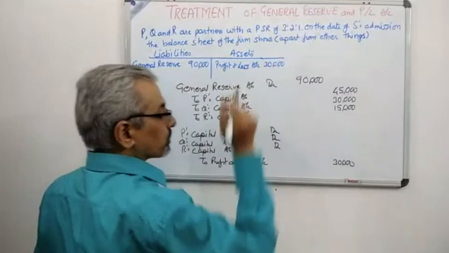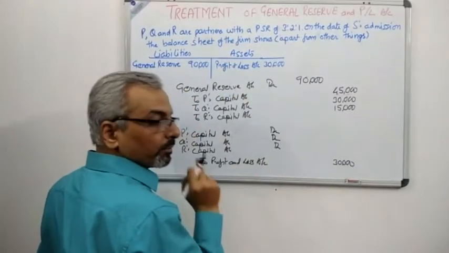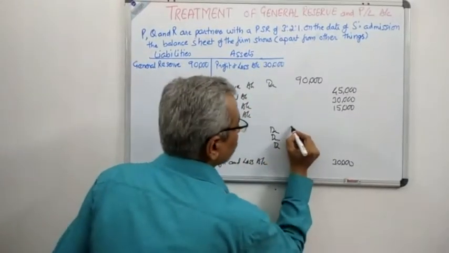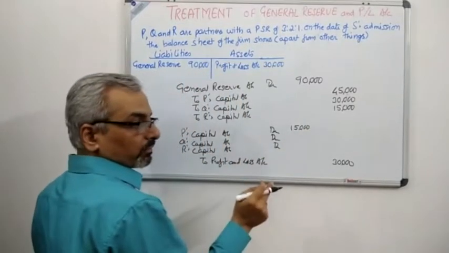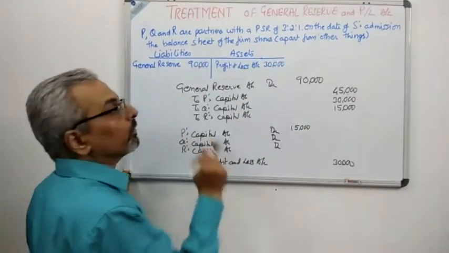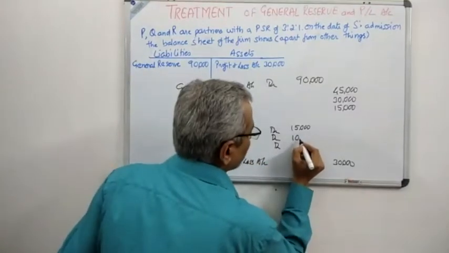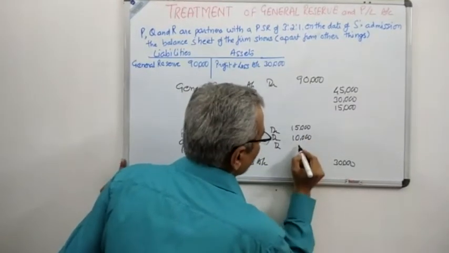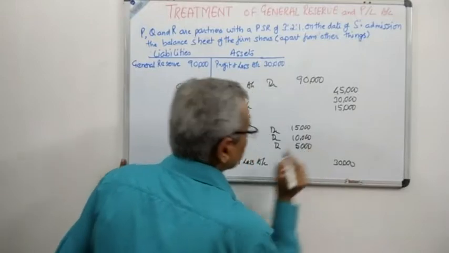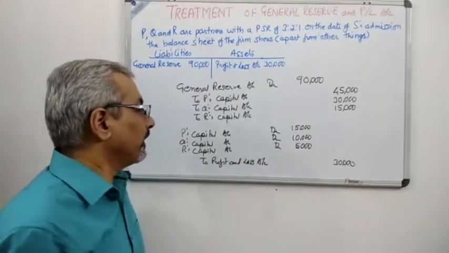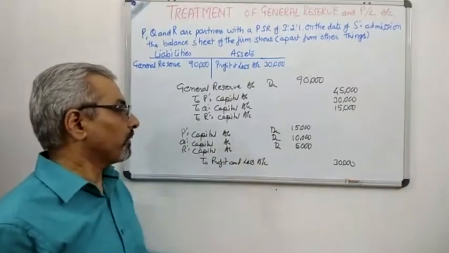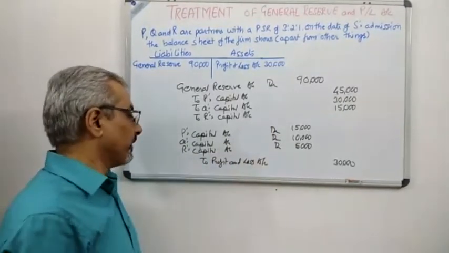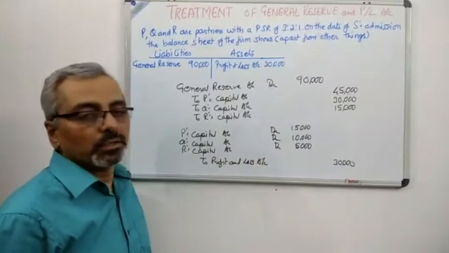The amount is 30,000 on the credit side, and that will be written in the ratio of 3:2:1. So 30,000 divided by 6 into 3 gives you 15,000. 30,000 divided by 6, that is 5,000, into 2 gives you 10,000, and 30,000 divided by 6 into 1 gives you 5,000. So the next journal entry is: P's capital account 15,000, Q's capital account 10,000, R's capital account 5,000 to profit and loss account 30,000.